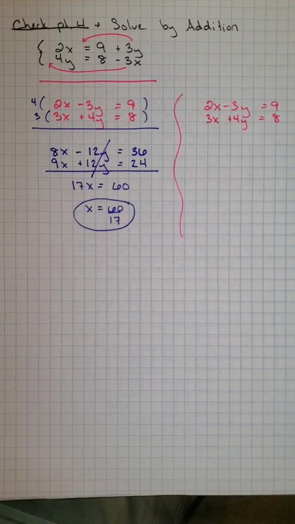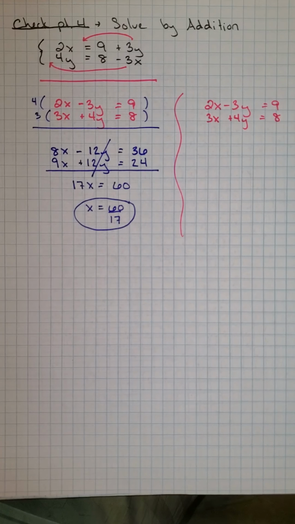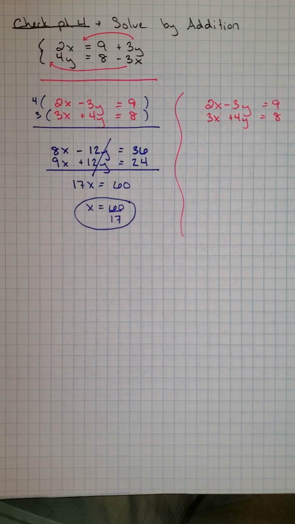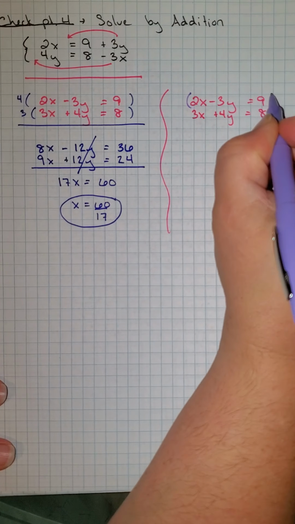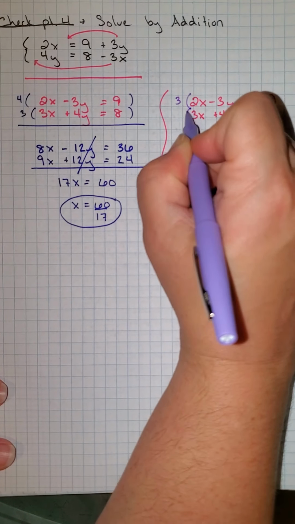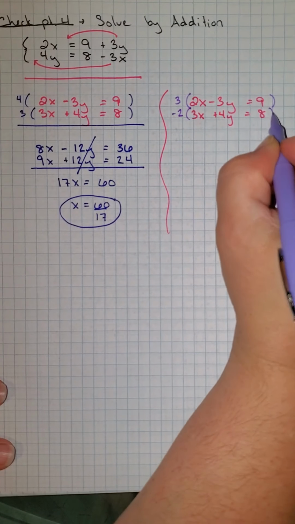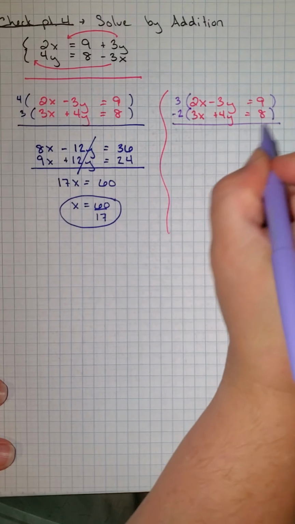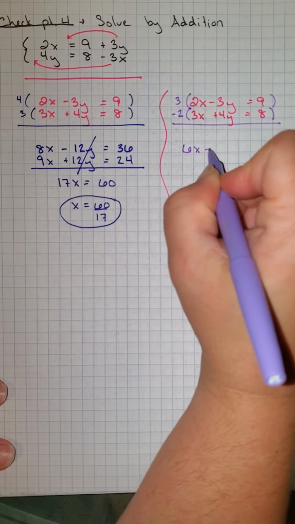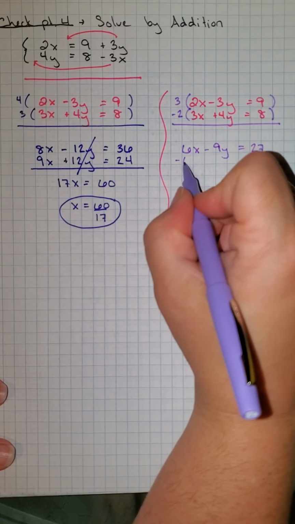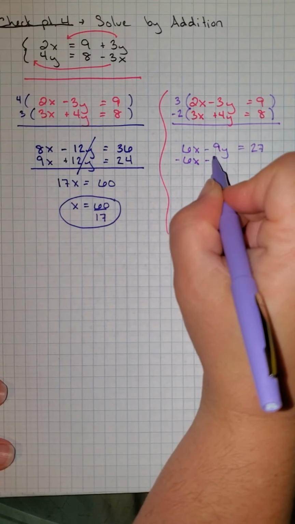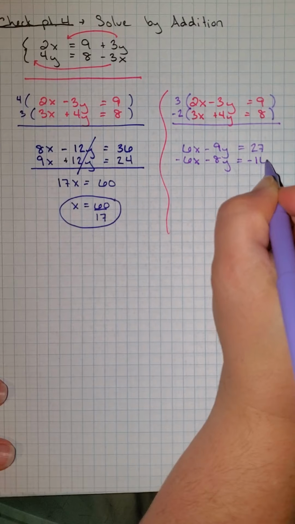And instead of getting rid of the y's, I'm just going to plan to get rid of the x's. So I have a 2 and a 3. They can both go into 6. One of them is going to have to be negative. So I'm going to multiply this equation by 3, this equation by negative 2. So we'll have 6x minus 9y equals 27. From the second equation, we have negative 6x minus 8y equals negative 16.